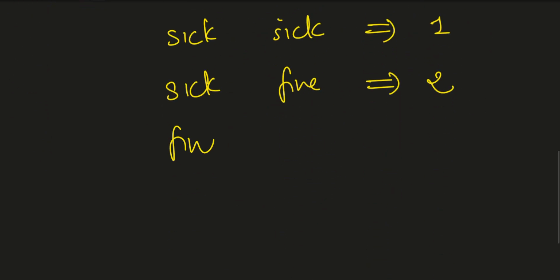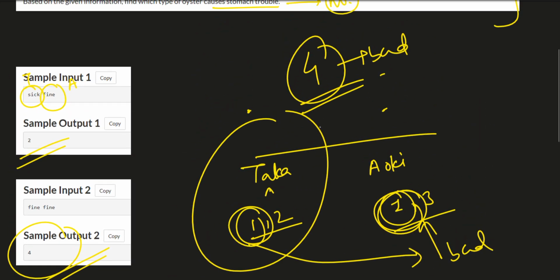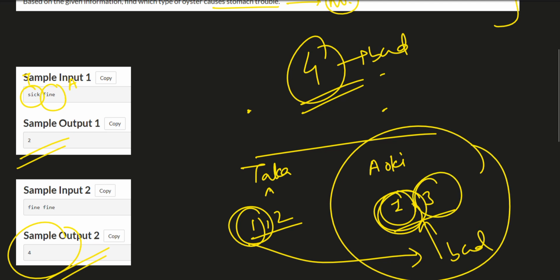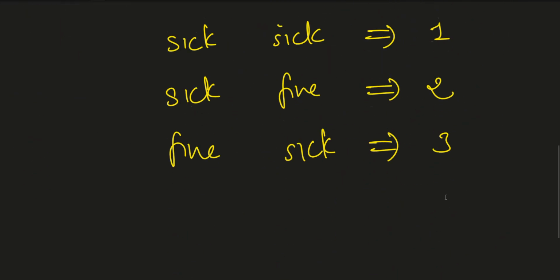If Takahashi is fine and Aoki is sick, then can I say that number 3 is the bad oyster? Why number 3? Because Aoki is sick, so number 3 must be the bad oyster. So in that case, number 3 is the answer.